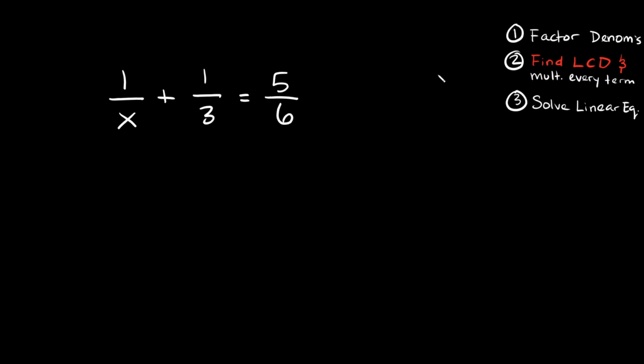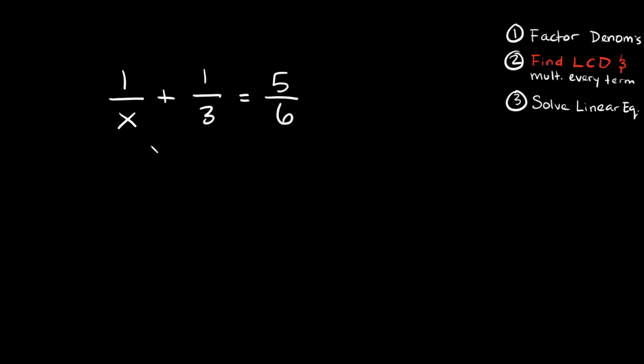And then once you find that, you're going to multiply every single term or every single fraction by your LCD. Once you do that, some math and magic happens, because then you're able to cancel a bunch of stuff out, and it just turns into a normal straight linear equation that's going to be a lot easier to solve, right?